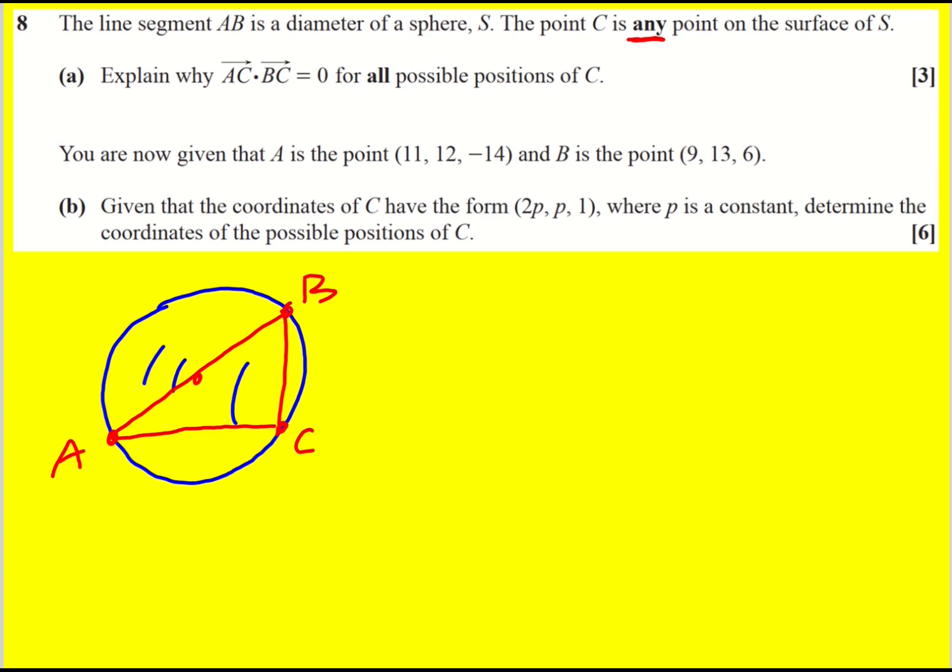So it's got to be that this is 90 degrees. Actually, you might be able to spot, I mean, it's not technically a circle, it's a sphere, but it's going to be the angle in a semicircle circle theorem that we use here. Just need to explain it.